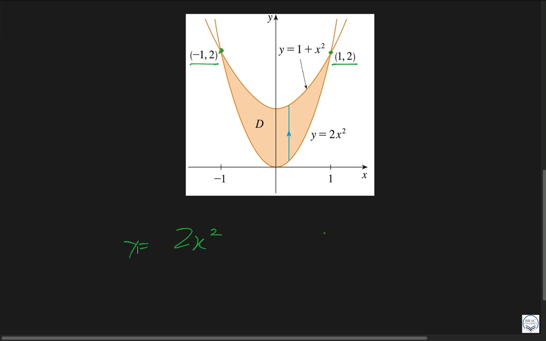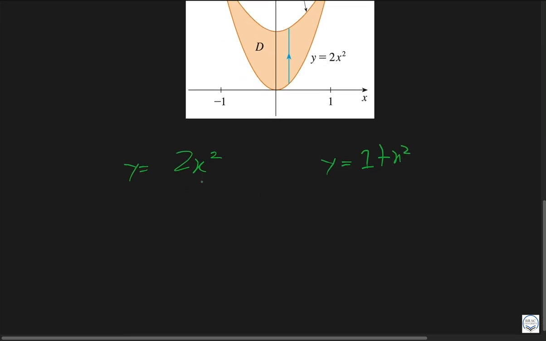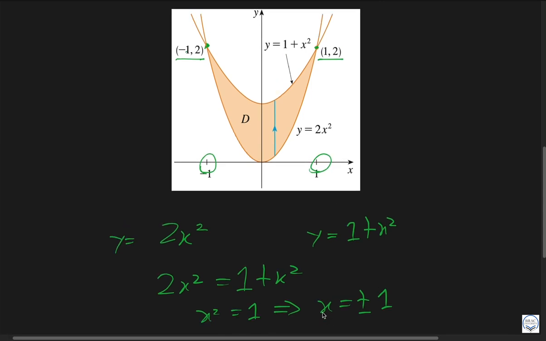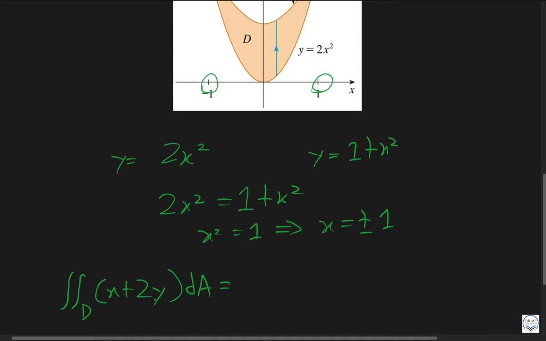One of the curves is 2x squared and the other one is 1 plus x squared. In order to find the intersection points, we set the y coordinates as equal. This will give us the x coordinates where the curves intersect. So this is just x squared equals 1, which means that x is equal to plus or minus 1. So the x coordinates of our intersection points are plus 1 and minus 1. We don't really need the y coordinates to evaluate this integral, which is the integral of x plus twice y over this domain D.